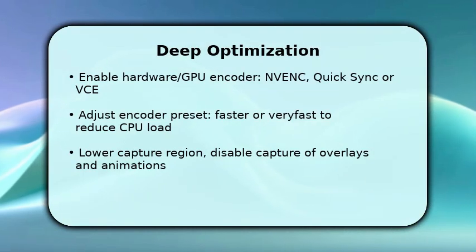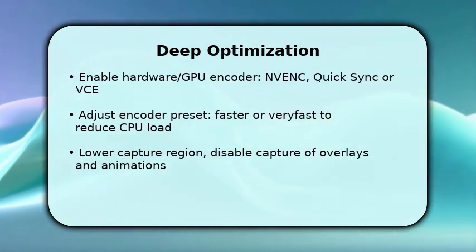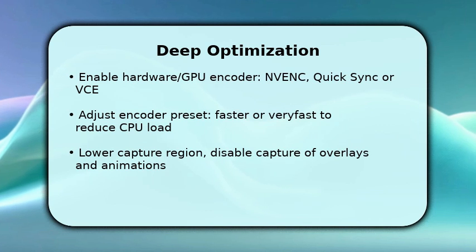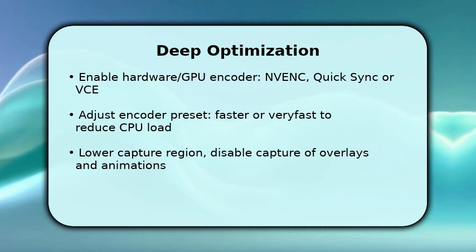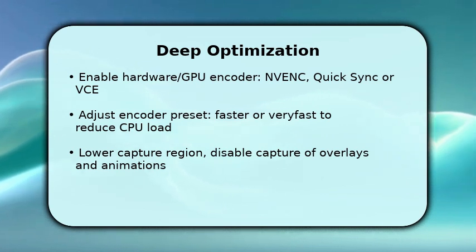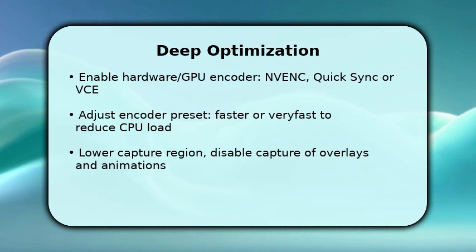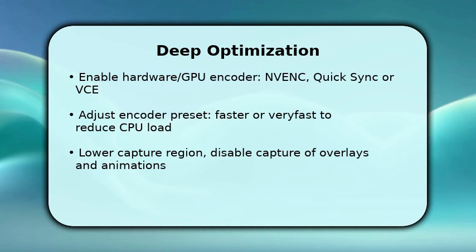Now you tune the heavy hitters, the encoder and capture method. Switch to a hardware encoder like NVENC or QuickSync so encoding runs on the GPU. This prevents frame drops during complex scenes. After that, change the encoder preset to faster or VeryFast. It trades slight quality for big performance gains.